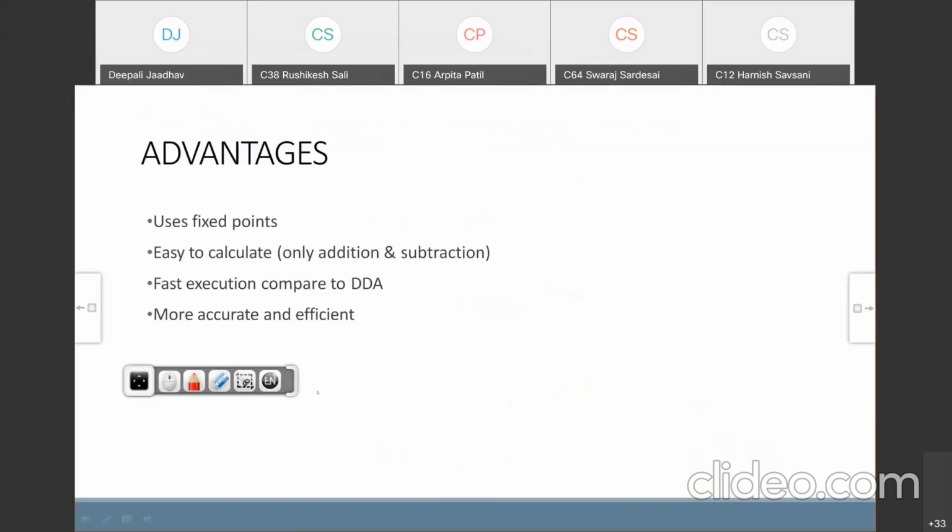So what are the advantages here? It uses fixed points: 5, 8, 6, 9, 7, 10 fixed points are used. Easy to calculate, only additions and subtractions are there. No square root, square, etc. In the circle generation algorithm we are going to see that squares are required. Faster execution compared to DDA. More accurate and efficient than DDA.